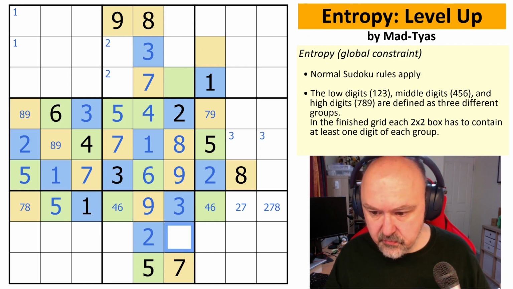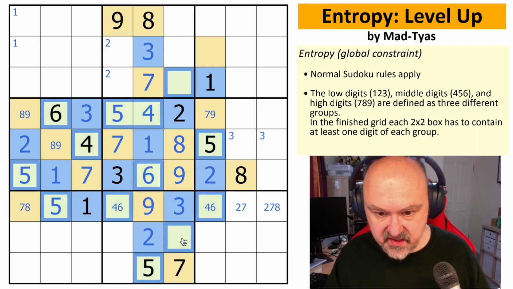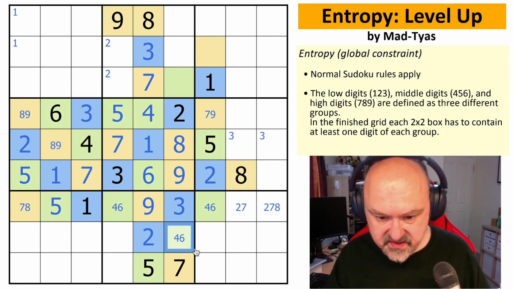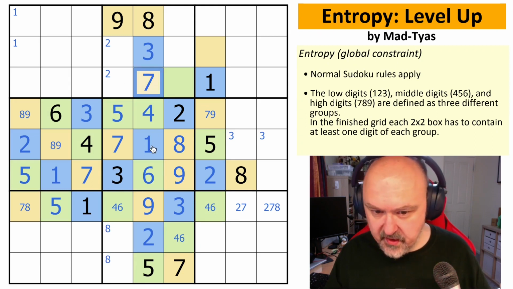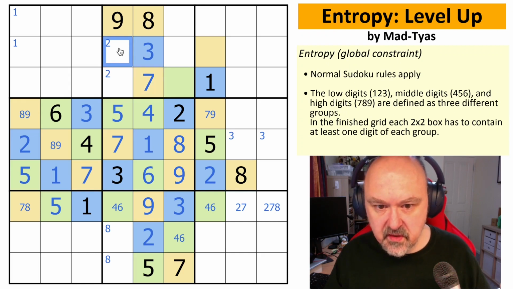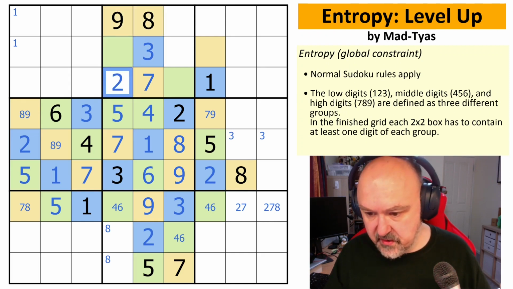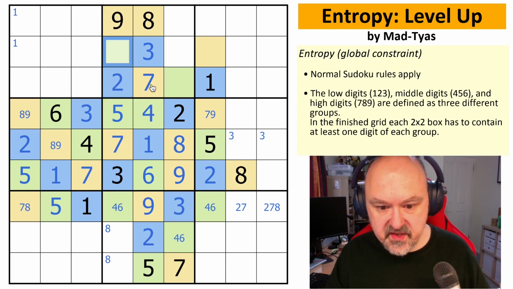This needs a green, which is either a 4 or a 6. Need to put an 8 down here. Oh boy, that's 7. This is now green in order for this to be entropic. Last time I checked, 2 was not green. So this is 4 or 6.